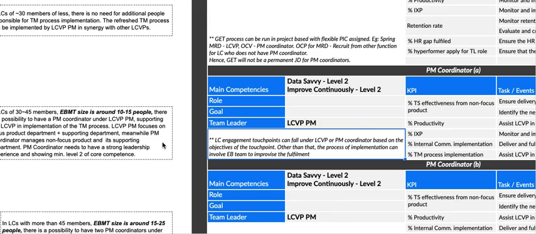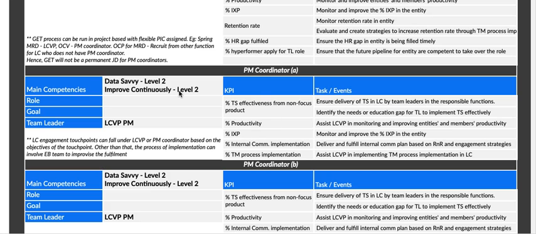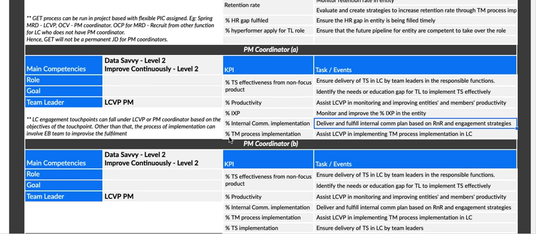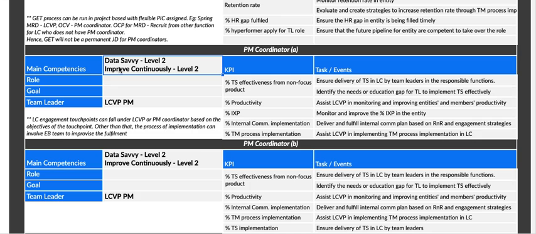So the main idea is that when you have more EBMTs, most probably you need to coordinate with more people. Therefore, that's the reason to have additional PM coordinators that can help you overlook other functions in terms of synergies. And definitely, internal com implementation can be taken up by these directors as well, or these PM coordinators. It can be team members or team leaders. For me, most importantly, you need to have level 2 competencies, okay?